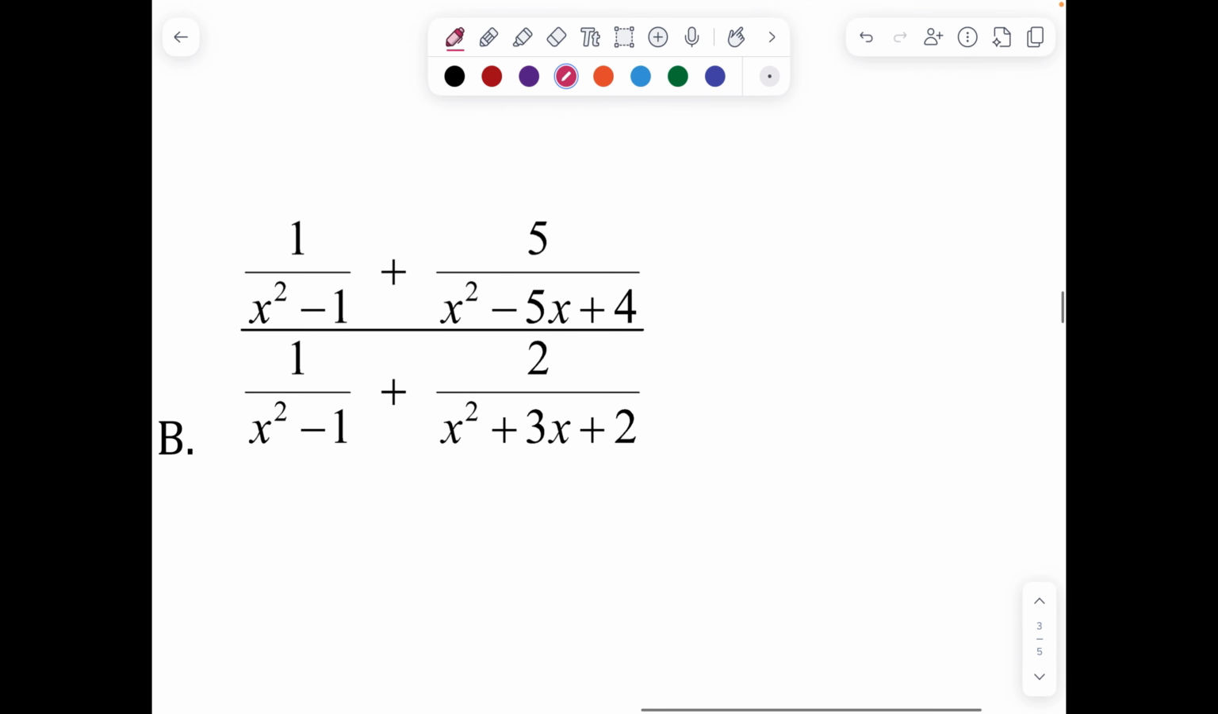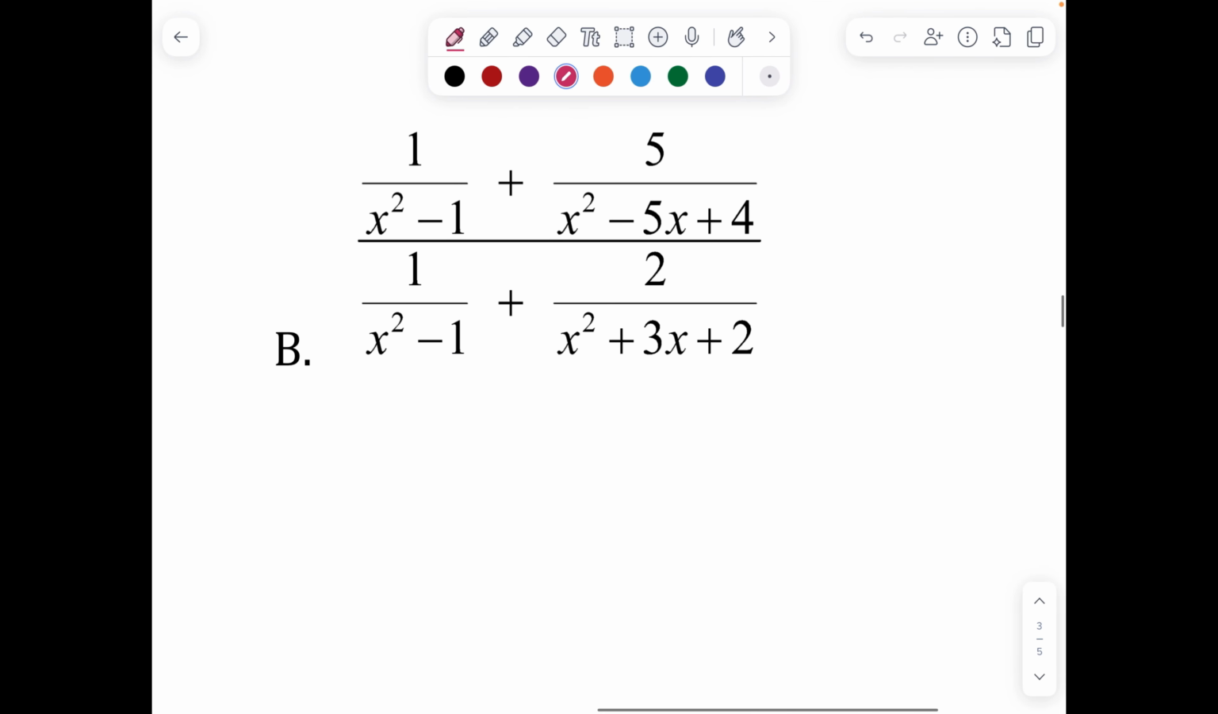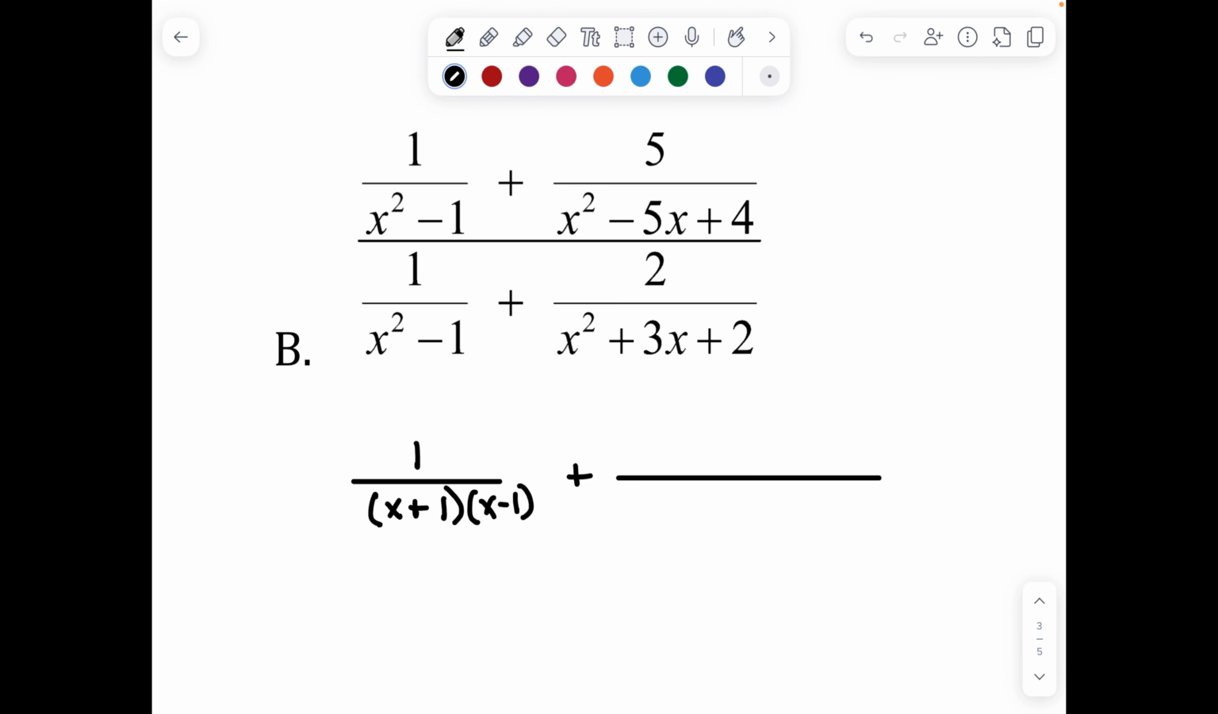Okay, let's look at b. This one looks a little bit more complicated, so I'm just going to start by rewriting everything with all of the factored denominators. So I'm not going to try to fit it in there. So I have 1 over x plus 1 times x minus 1 plus 5 over x squared minus 5x plus 4 factors into x minus 4 times x minus 1.